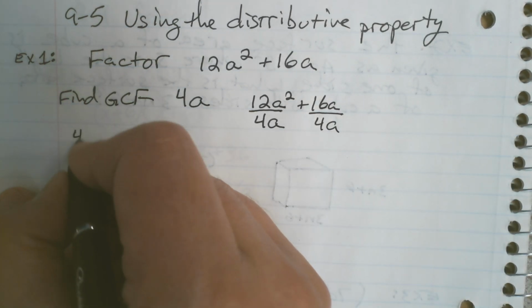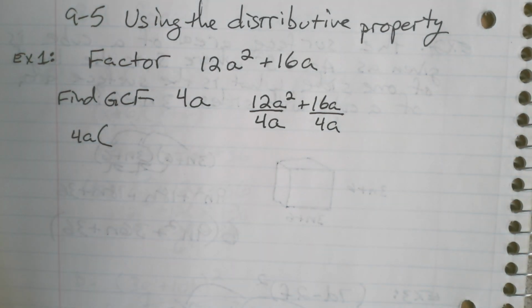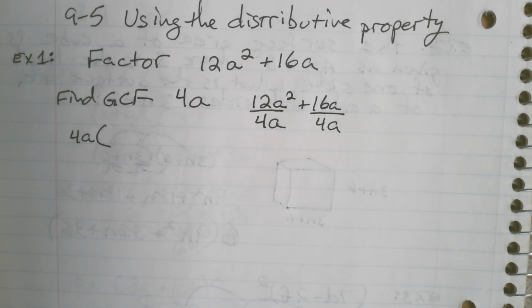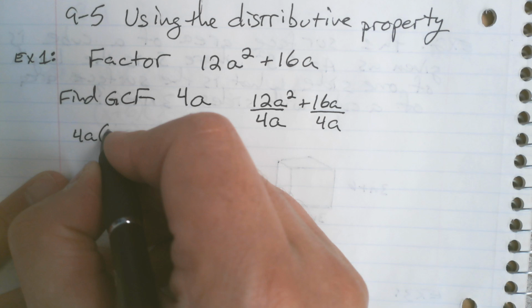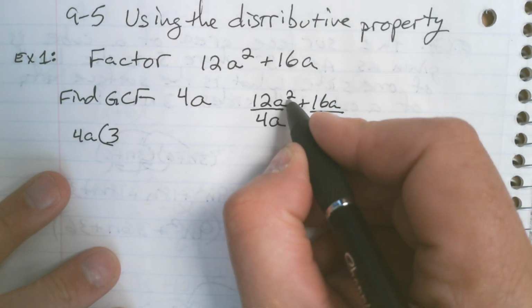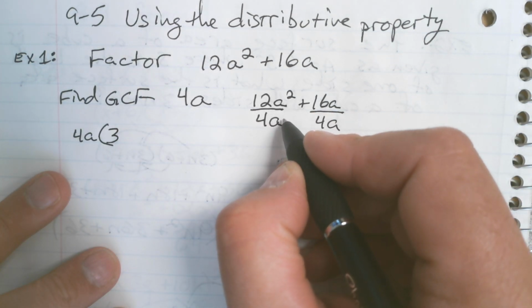So we know that 4a is our greatest common factor, so I'm putting it outside the parentheses. Because like I said, instead of doing the distributive property, we're actually pulling it apart. So what is 12 divided by 4? 3. Now I have 2 a's on top and 1 on bottom. How many are left? 3.